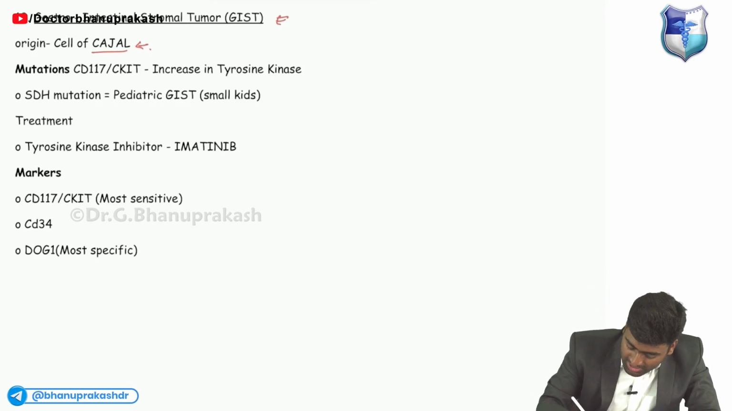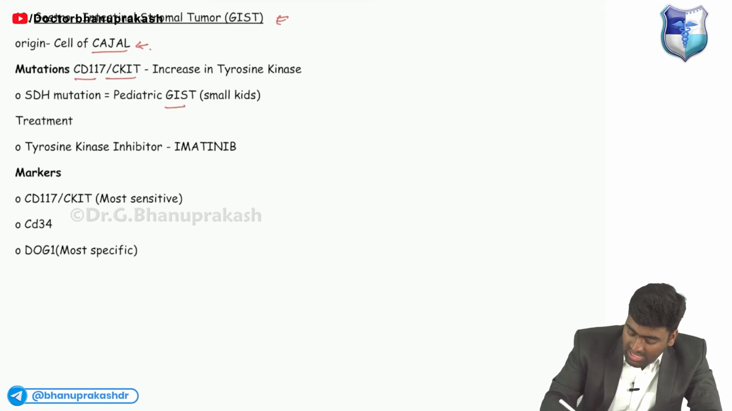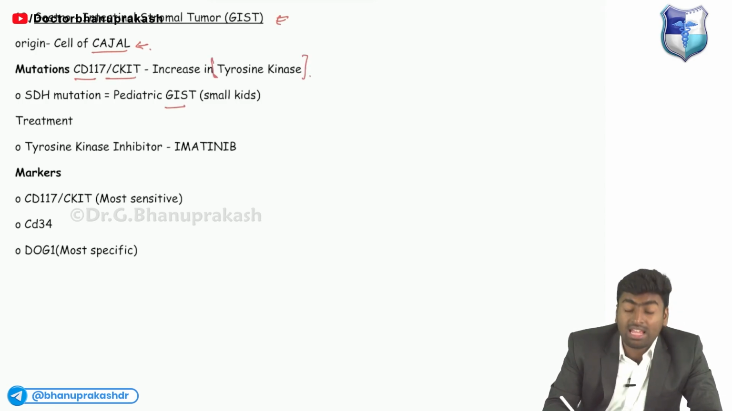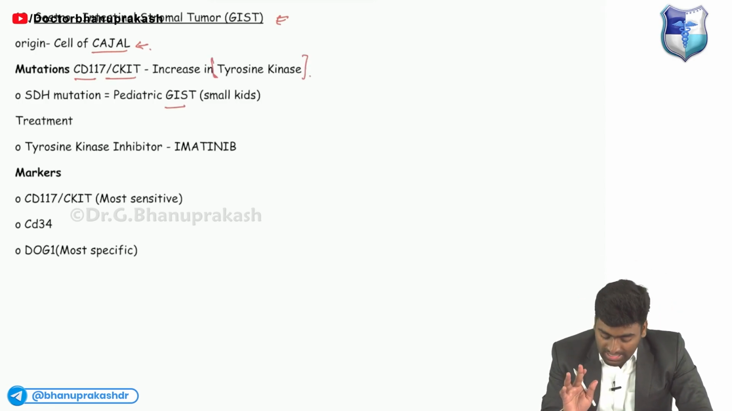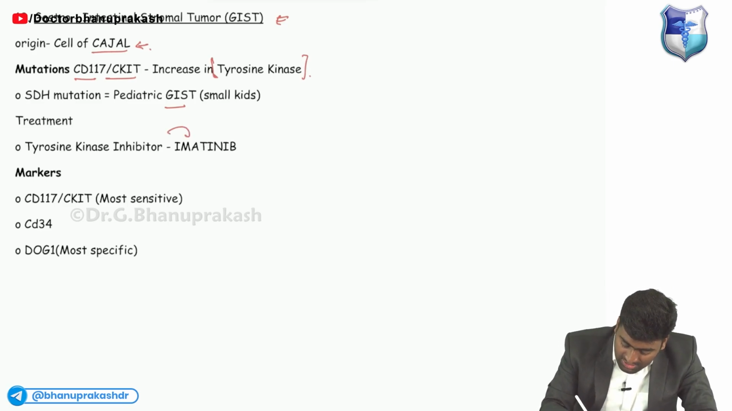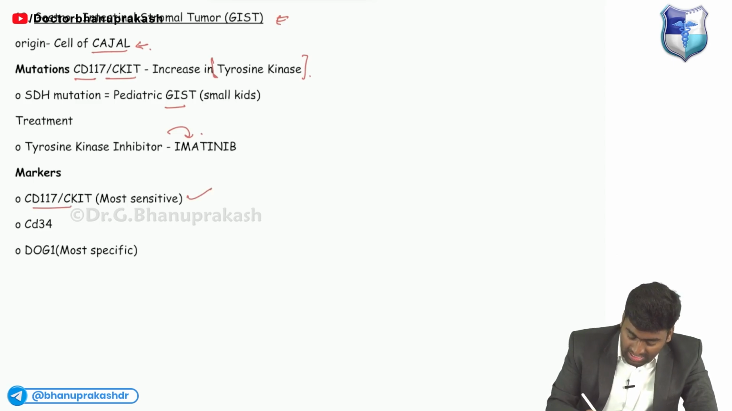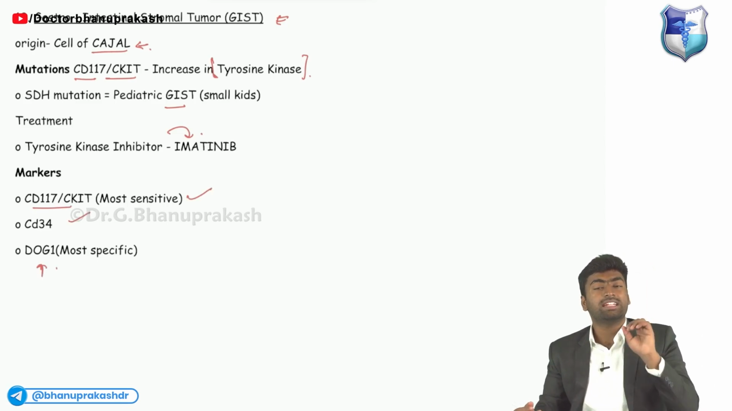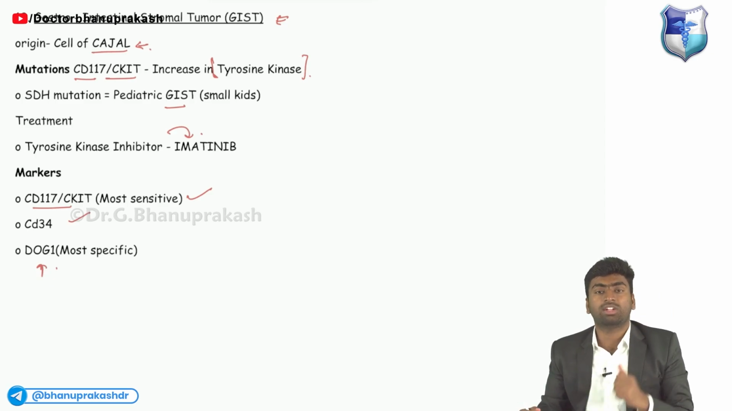So here it is the CD117 and KIT mutation which leads to GIST, and what will it cause? It will cause increased activity of tyrosine kinase. To treat this, we give imatinib. As I told you, the markers are CD117 and KIT, and there is also CD34 as a marker, but the most specific one is DOG1. It is DOG1. Remember.